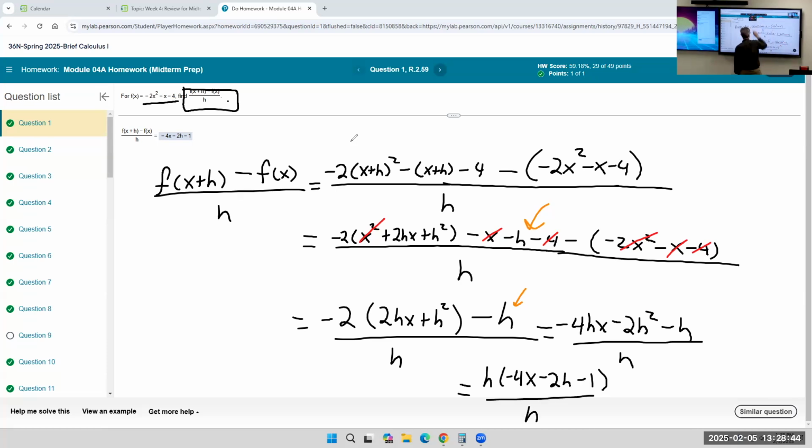And that h over h will cancel, and we're left with the correct answer. Okay, got it. Difference quotient. There's only one. I think there's only one in the homework.